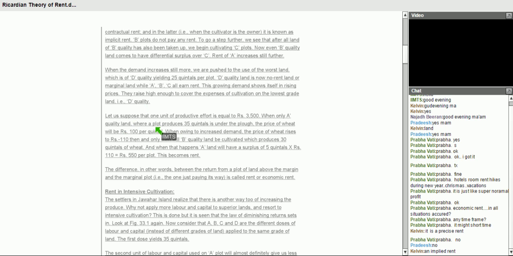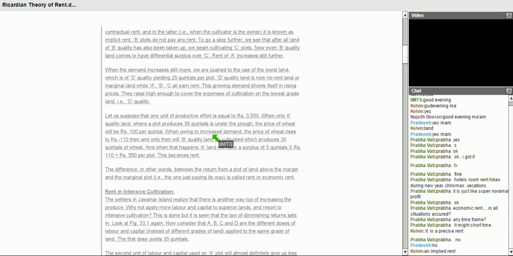Now let us suppose that 1 unit of productive effort is equal to rupees 3,500. Then only A quality land, where a plot produces 35 quintals, is under the plough. The price of wheat will be 100 per quintal. Okay, 35 quintals we are manufacturing, and for 1 quintal it is fixed at 3,500.